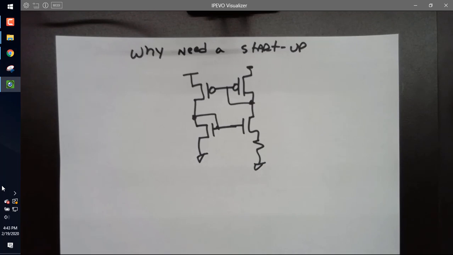The startup circuit. Because that's something you don't pay attention to, because once it does its job, you don't care about it. Okay, I can't tell you how many times that's happened.